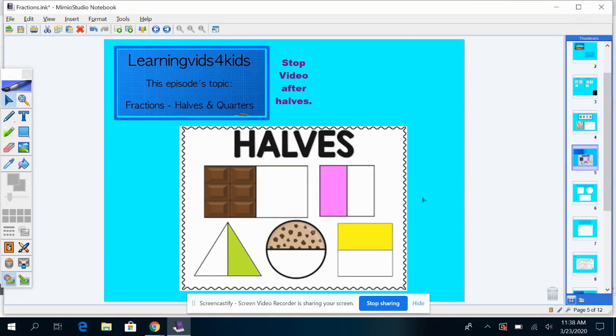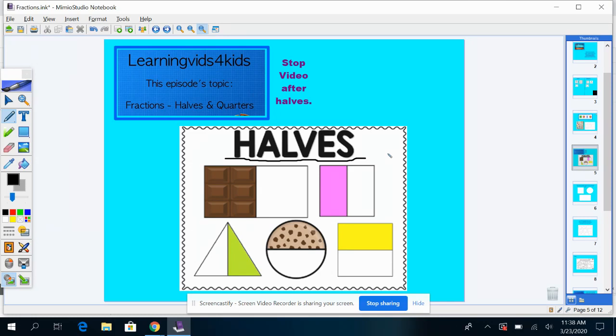Today, you're going to learn about halves. Oh my goodness, that's a big word. Listen again. Halves. Can you say halves? Great job. This word right here is halves. Halves means there are two equal parts. Can you say two equal parts?